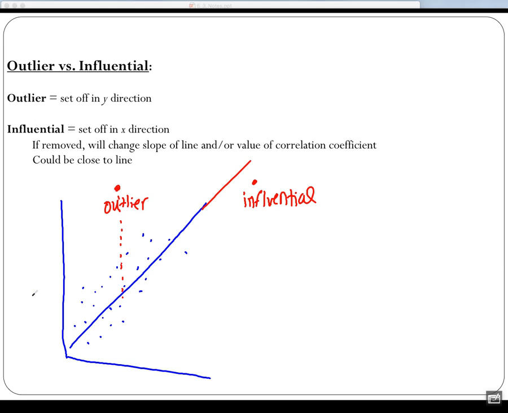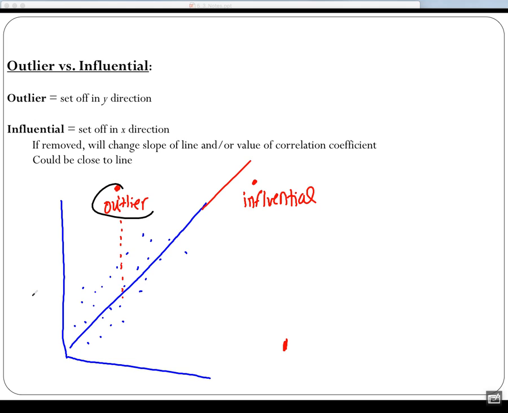What if it's influential and all the way down? That's really both. That could be both, yeah. The further that a point is set off in the x direction, the bigger role it plays with the least squares regression line. So that point is called influential because it probably influences r and/or the slope.